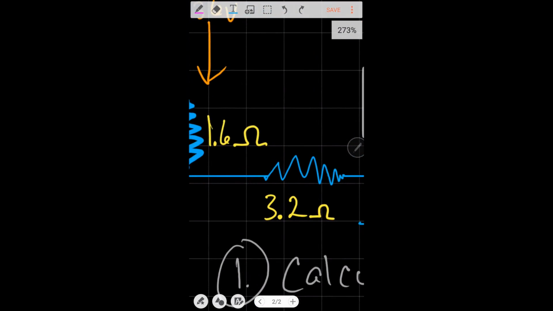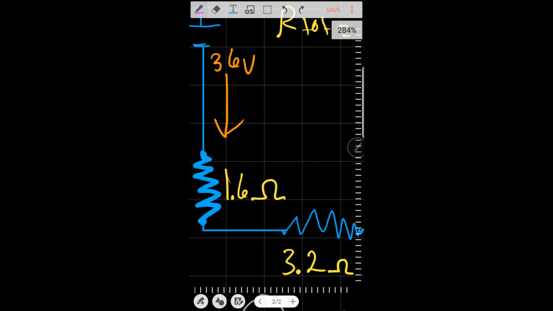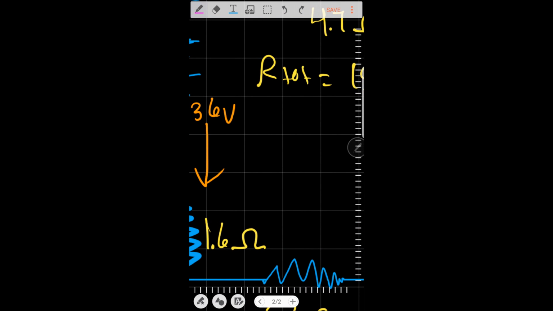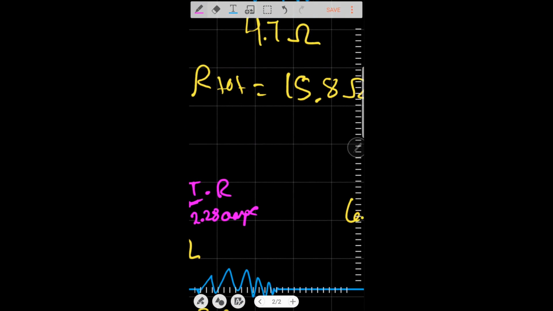Just plug it in. We're going to magnify this for our sake. For our sake, I'm going to show the equation one time, and then that should be fine. So the equation is going to be V equals I times R. And for our sake, V is going to equal 2.28 amps times 1.6 ohms.